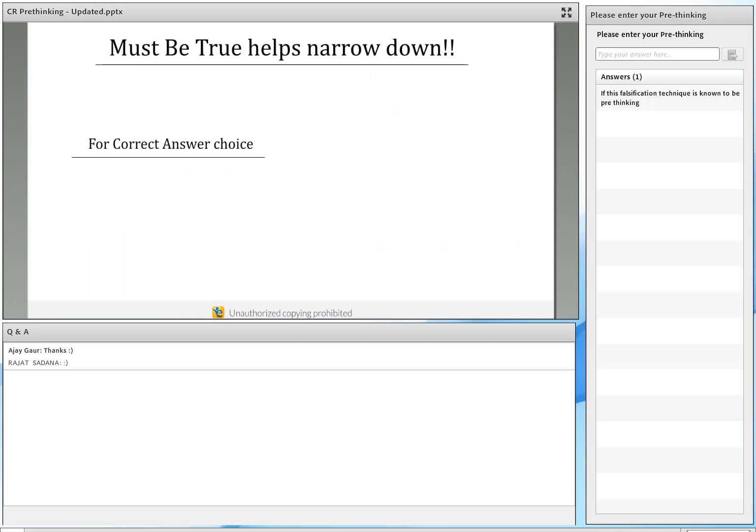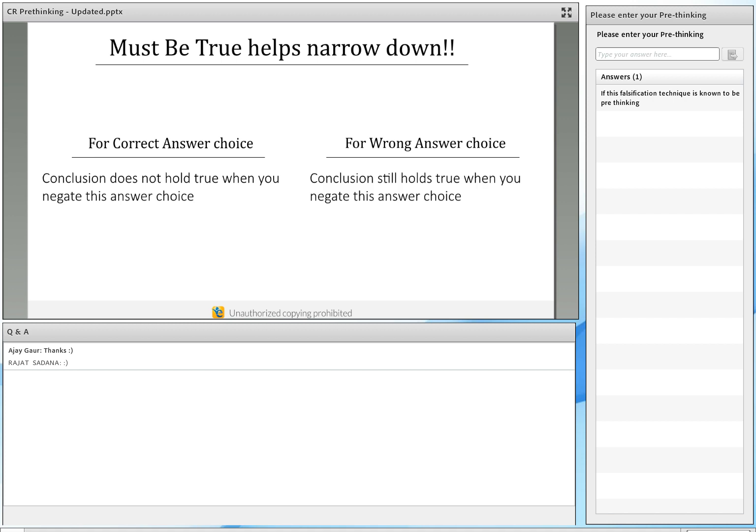Okay. Bhagwat has a great question. He says, hey, is this falsification technique the same as pre-thinking? No. Pre-thinking is coming up with an assumption. A falsification technique is a technique which is used to do pre-thinking. So it's an essential part of it, and I'm going to explain that. But good, Bhagwat. I'm really happy that you're thinking in that direction.